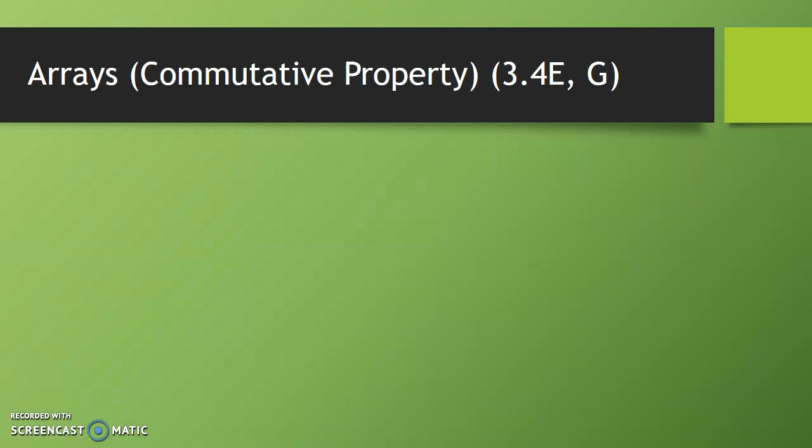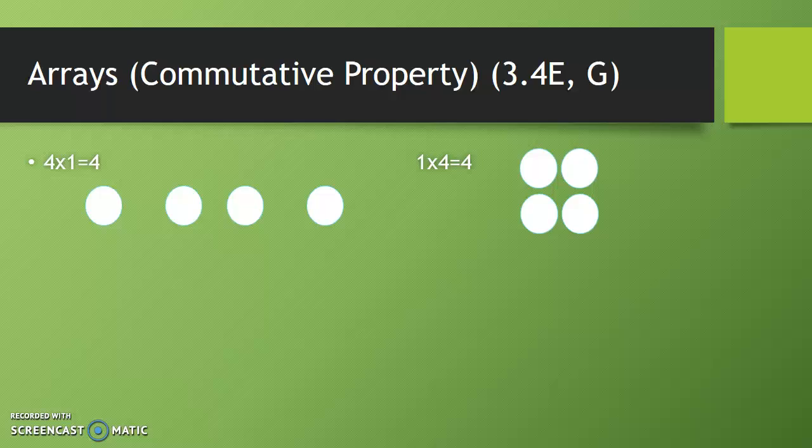Let's think about our arrays, just like we did yesterday. Again, that big word is commutative property. Say it with me. Commutative property. 4 times 1 equals 4. And 1 times 4 also equals 4. So let's look at this as an array and how they might look different. We can have 1 4 times, or we can also have 4 grouped together 1 time.